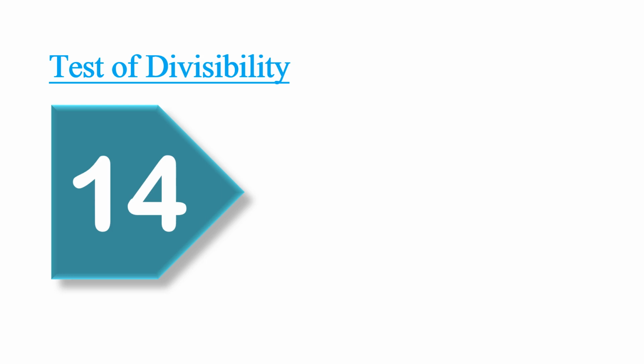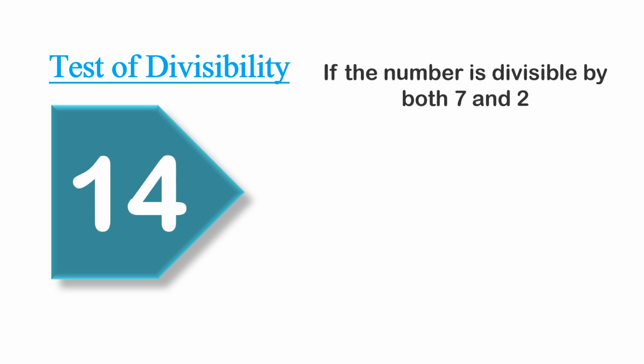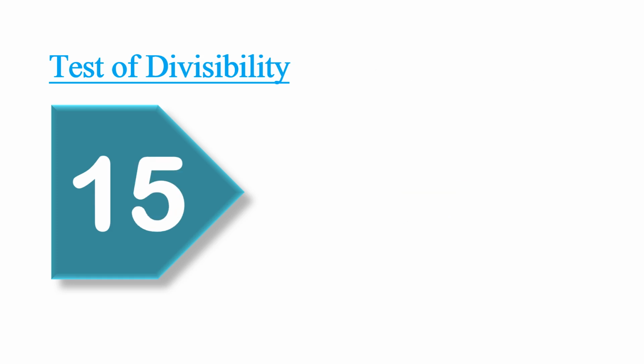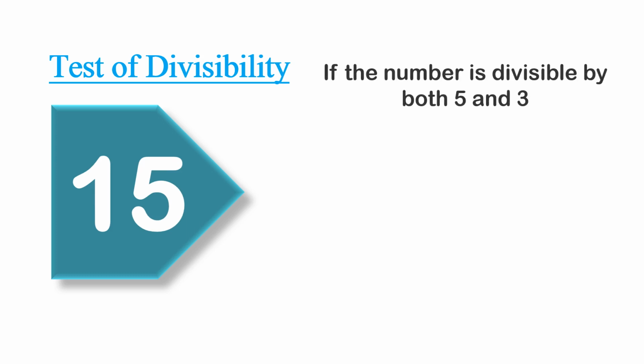Test of divisibility of 14. If the number is divisible by both 7 and 2, we can conclude that the number is divisible by 14. So we have to apply the divisibility rules of 7 and 2 here. Here are some of the examples. Test of divisibility of 15. If the number is divisible by both 5 and 3, then the number is divisible by 15. Some examples.